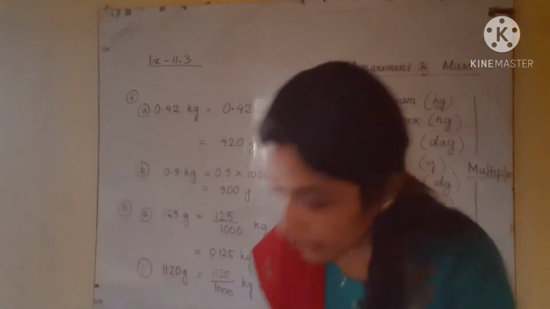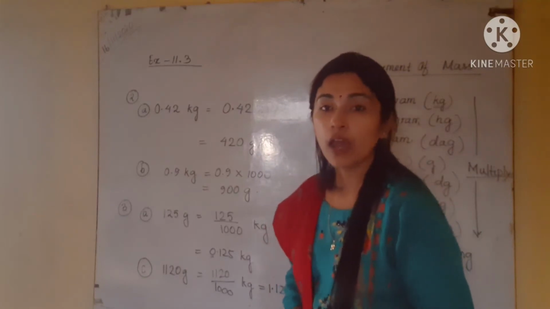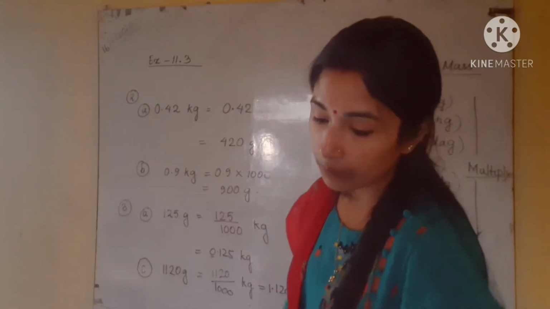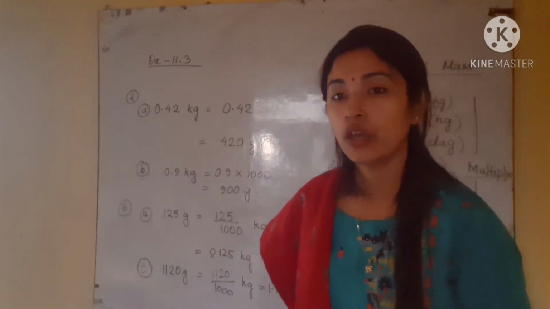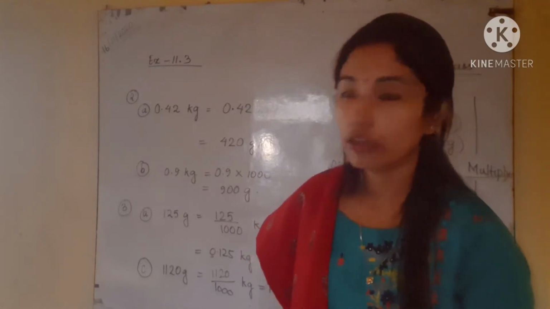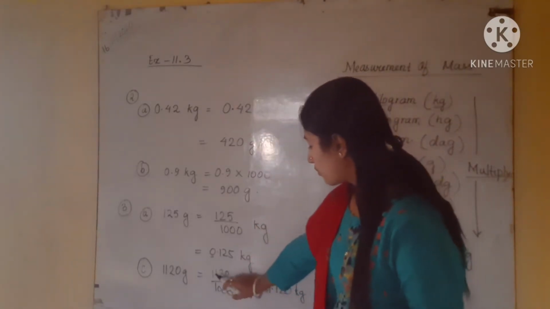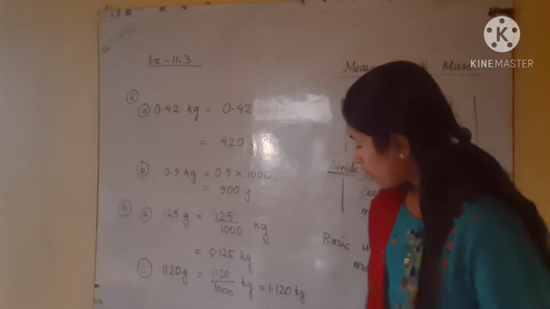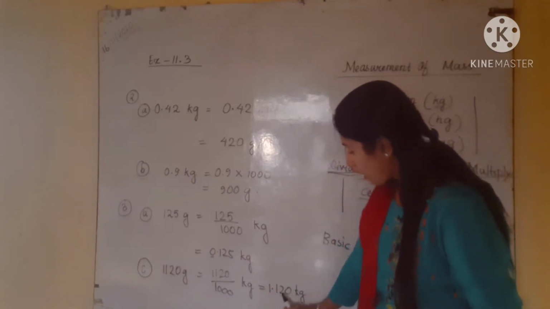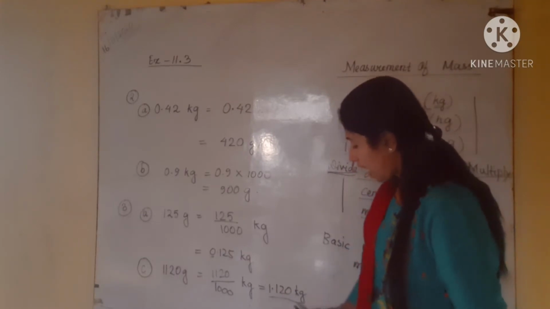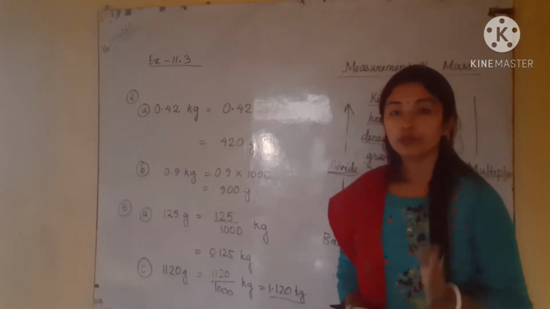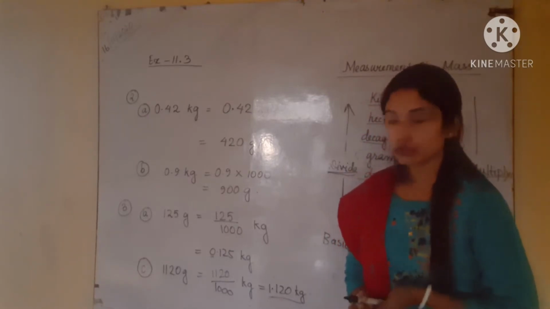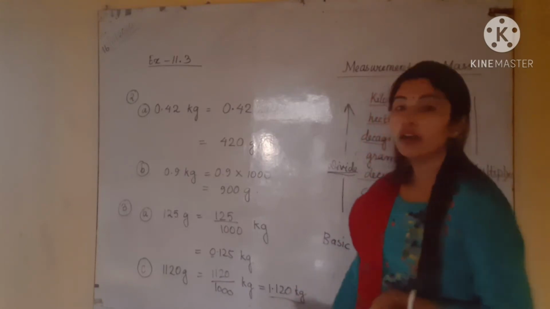Similarly, you can see number C, here the weight of the strawberries is given in gram, that is 1120 gram. Again we have to convert gram to kg, so we divide the given number by 1000. This will be 1120 by 1000, and we get 1.120 kg. I have converted the number into a decimal number, and you also have to convert the number into a decimal number. So this will be 1.120 kg.